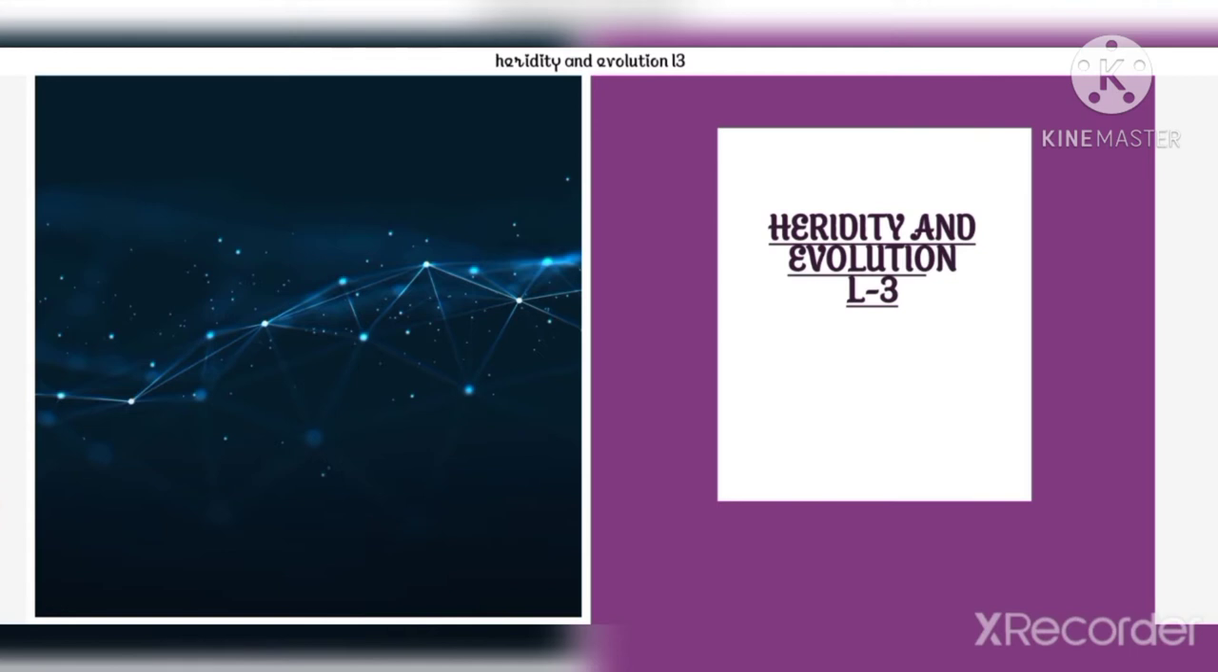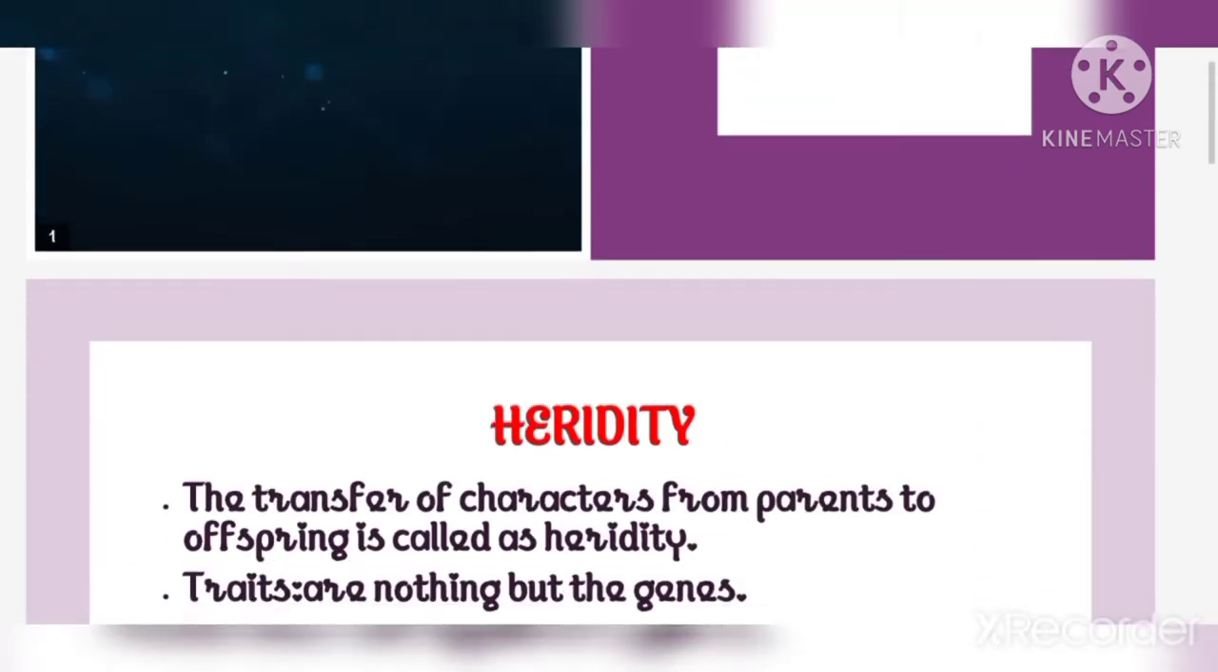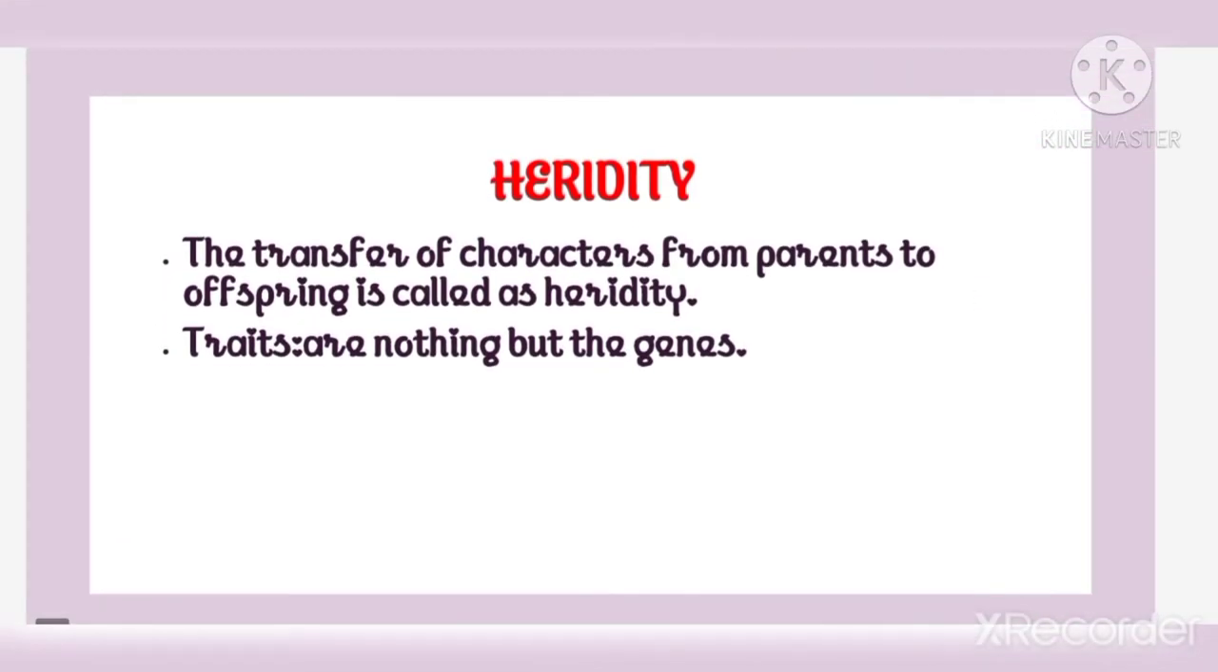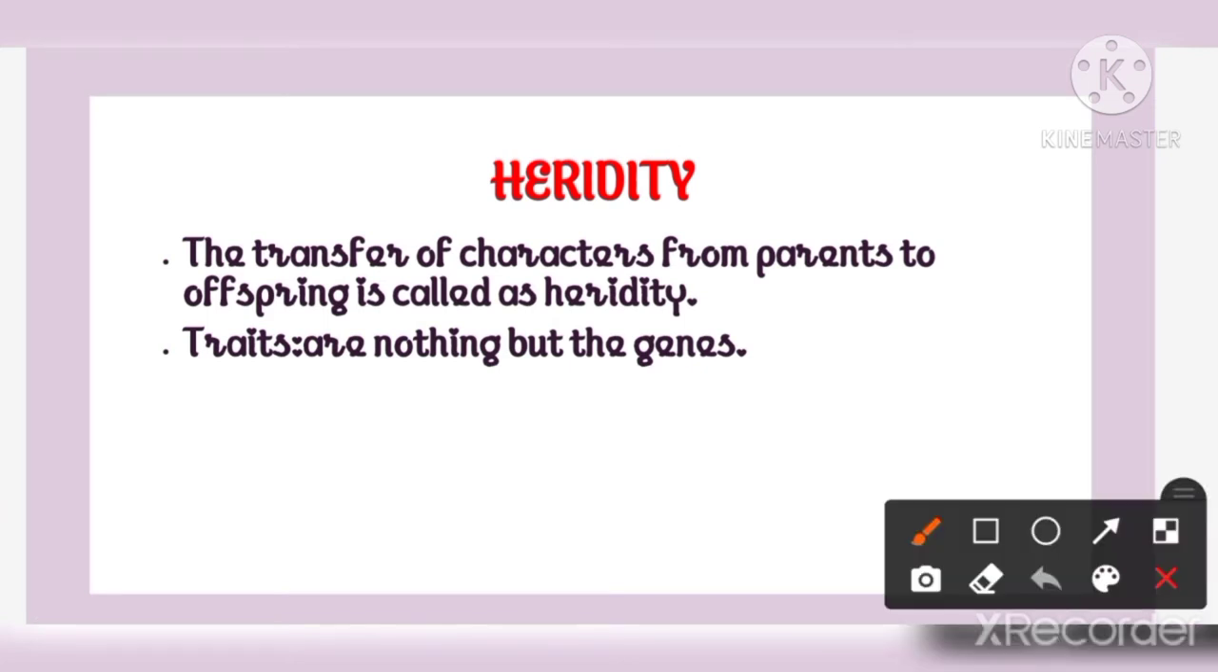Today we are going to continue with the Heredity and Evolution unit, and it is lecture 3. We have seen what is heredity. Heredity, as you already know, is the transfer of characters from the parents to the offspring. In heredity, we are going to study a new word, the trait. What is a trait after all? Here we are saying character. That character itself is known as a trait, and later on this trait was named as genes.